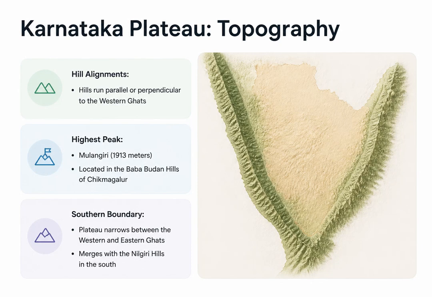The hills within the Karnataka plateau generally align parallel or perpendicular to the Western Ghats. The highest point here is Mulangiri, towering at 1,913 meters in the Baba Budan Hills of Chikmagalur.